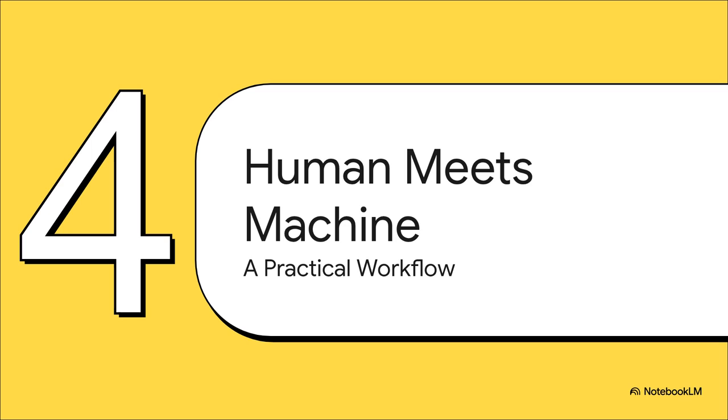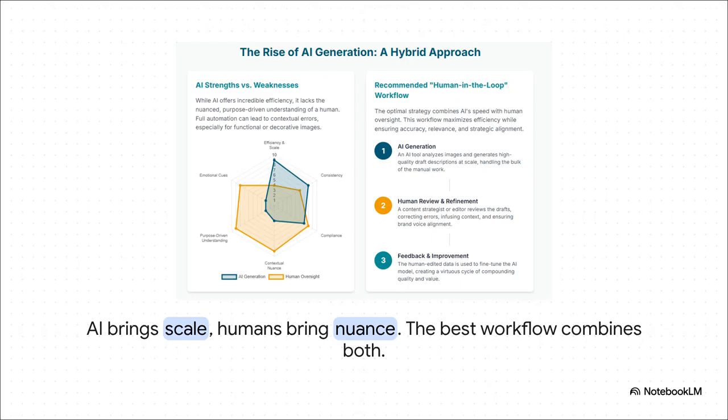But how do you actually do this in the real world, especially when you have hundreds or thousands of images? Let's walk through a super practical workflow that smartly blends human expertise with machine power. This visual here just lays it out perfectly. Check out that radar chart. You can see AI is just incredible at speed, scale, and doing the same thing over and over again consistently. But look where humans win, and win big. Understanding purpose, nuance, context, all those subtle emotional cues.